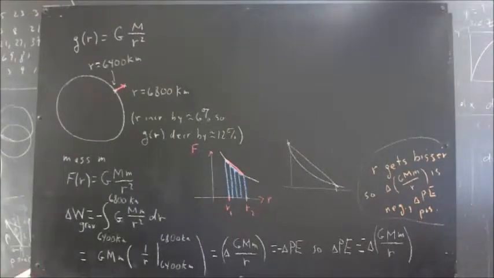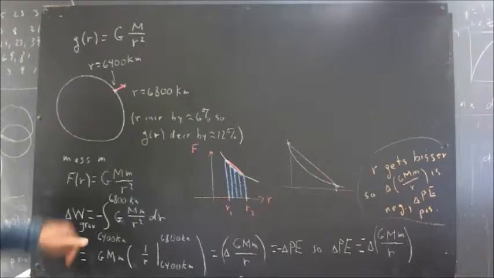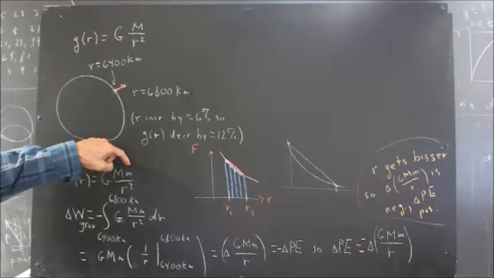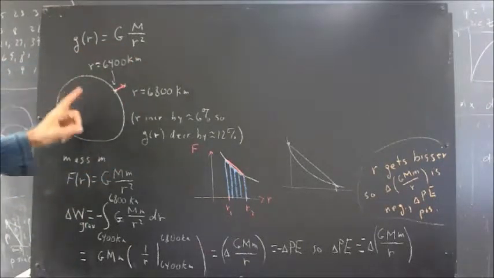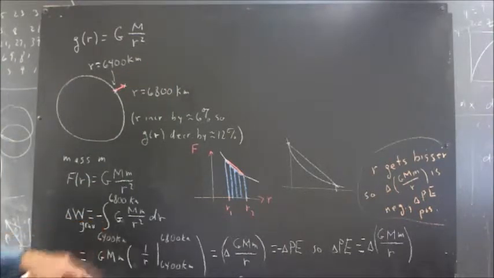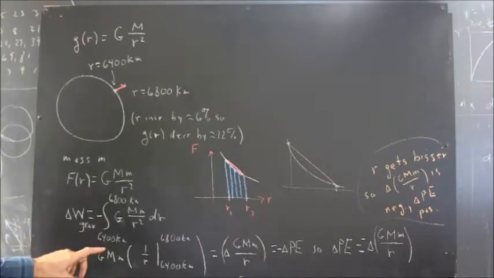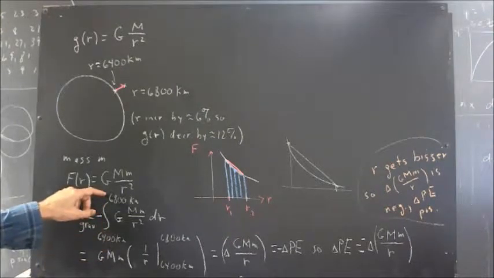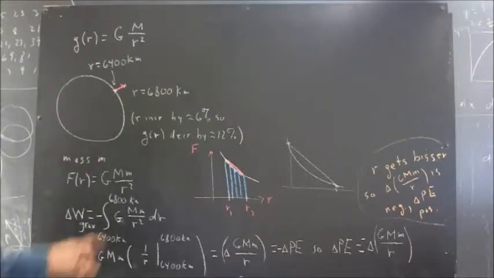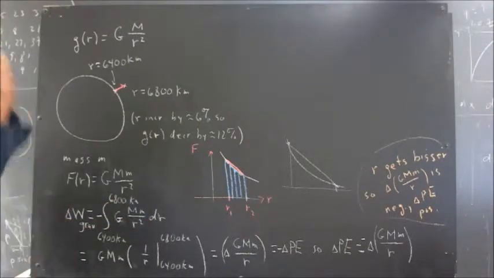Okay, I did decide to change the signs. Now, this is just the magnitude of the force, but we know that the force exerted on the mass m by gravity is this way, and we're moving this way, so we know that the work done is going to be negative. So the work done by gravity is the negative of the integral from the 6,400 to the 6,800 kilometer position of G big M little m over r squared with respect to r.